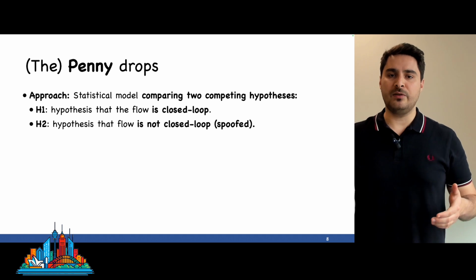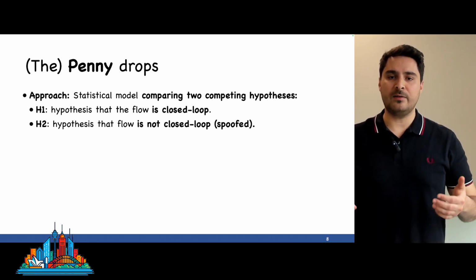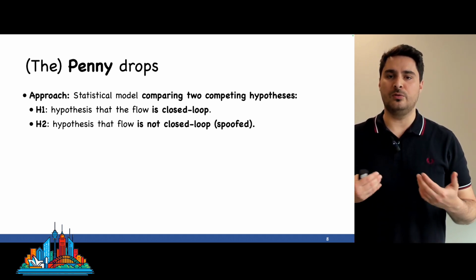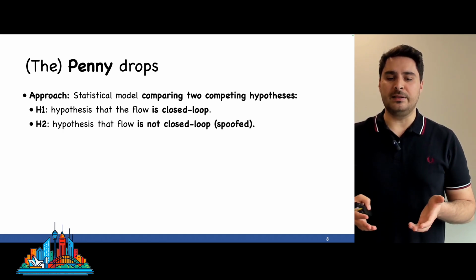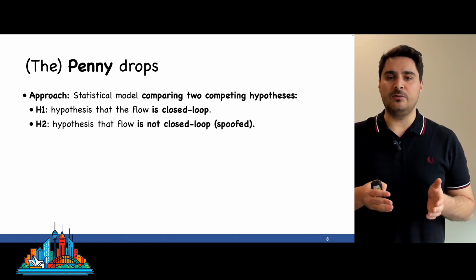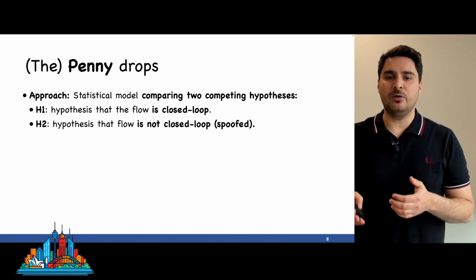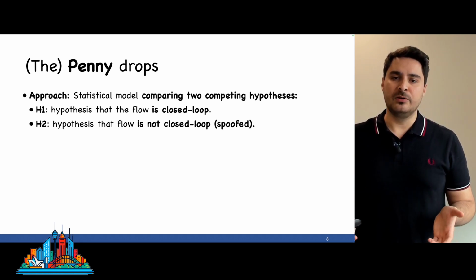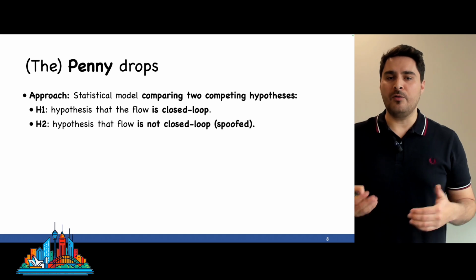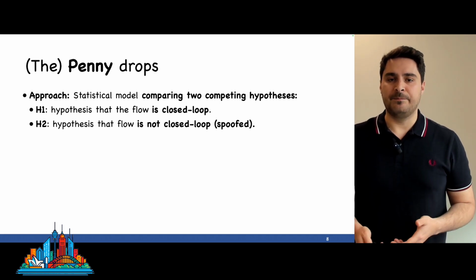The first hypothesis is that the flow is closed loop, and the second hypothesis is that the flow is not closed loop. Penny drops packets with an equal probability and gains confidence in one of the two hypotheses based on the outcome of a packet drop. After a few packet drops, we expect one of the two hypotheses to dominate the other.